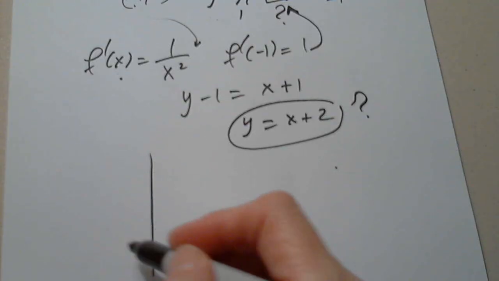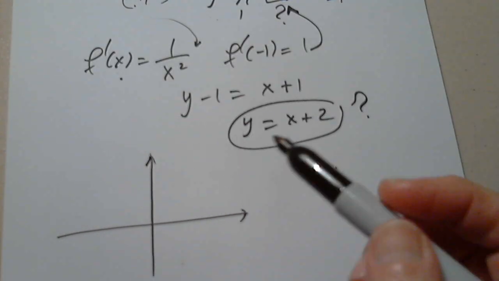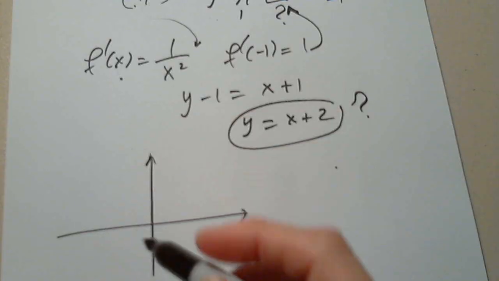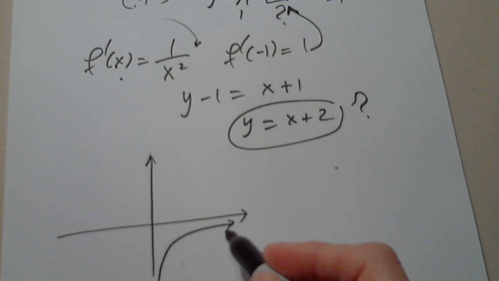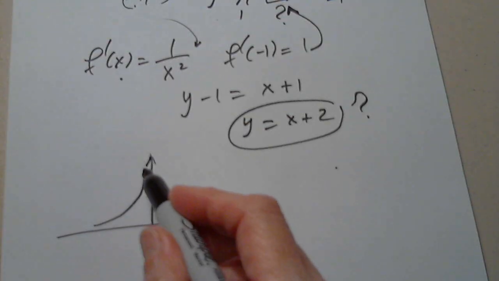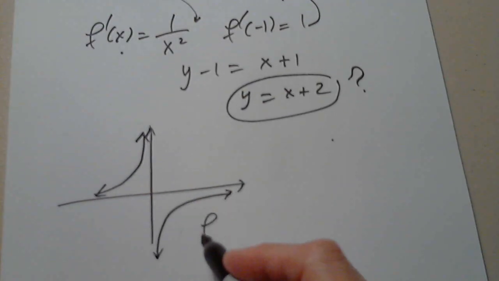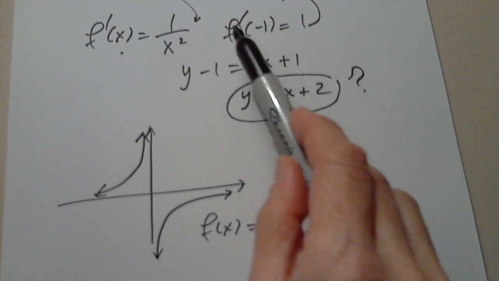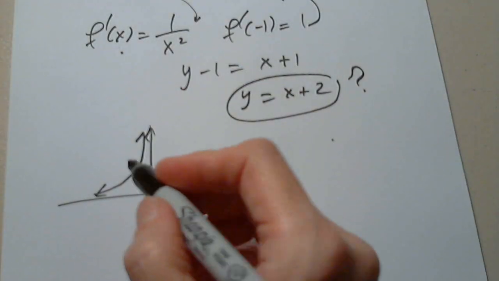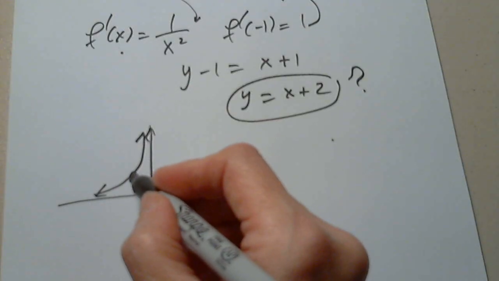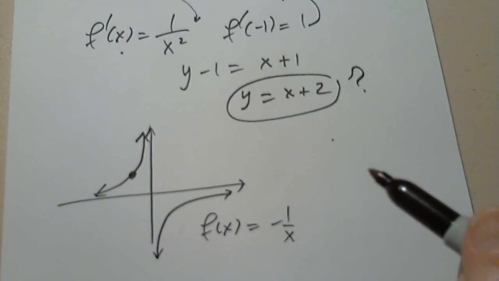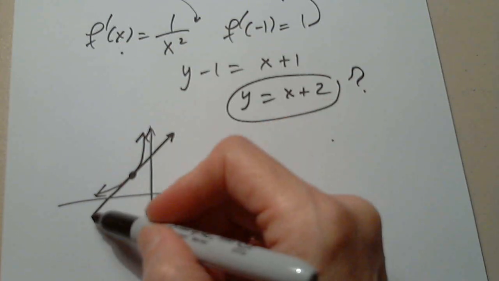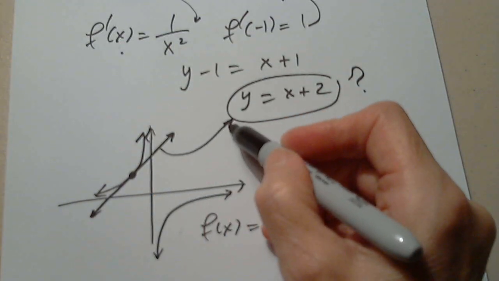So again, allow me to just give you an idea. So this is 1 over x, but negative 1 over x is this. This is the graph of negative 1 over x. So at this point, at (negative 1, 1), somewhere here, if I draw the tangent line, the tangent line has this equation.